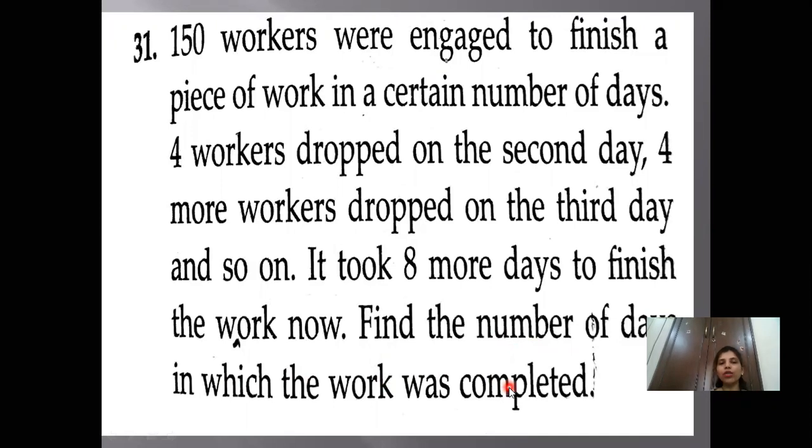So you can see over here, they have given 150 workers were engaged to finish a piece of work. That means initially there were 150 workers. After that, every day 4 workers were dropping. And because every day 4 workers were dropping, they took more days to complete that work. So now you have to find the number of days in which the work was completed.